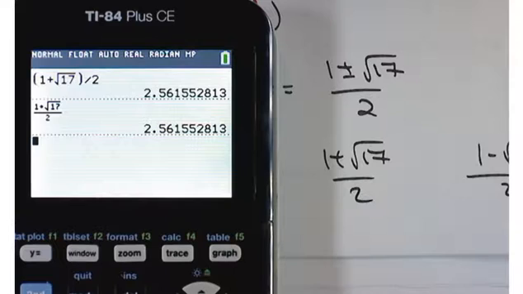The cool thing about your graphing calculator is that once you've already typed this in, I can hit the second key, then the enter key. It'll pull up my last calculation. All I'm going to do is go up here and change that plus sign to a negative sign. And now I've got the negative root.